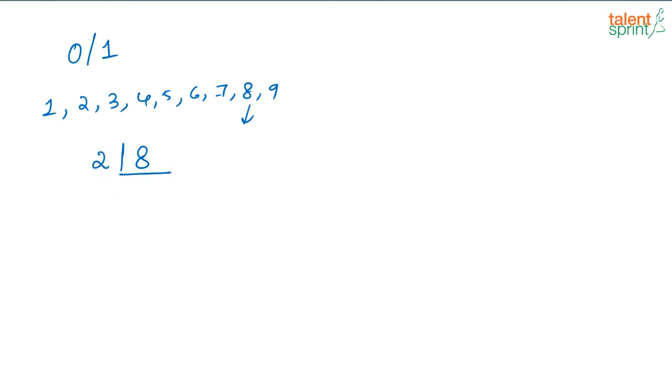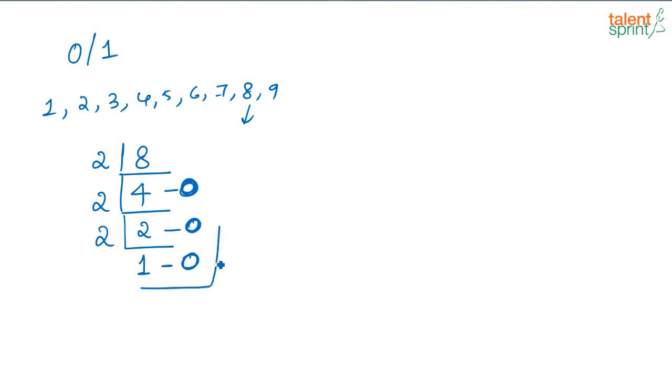What is 8 divided by 2? 4. Is there a remainder when I do this division? No. So the remainder here is 0. Write it down on the right hand side like this. What is 4 divided by 2? Basically, successively divide means keep on dividing by 2. What is 4 divided by 2? 2. And what is the remainder here? The remainder is 0. What is 2 divided by 2? 1. What is the remainder here in this division? 0. You stop here. Then take all these remainders.